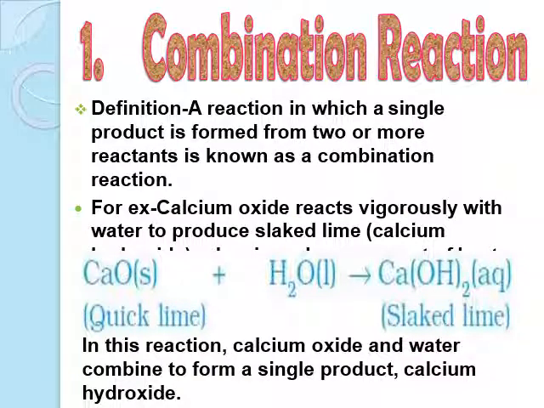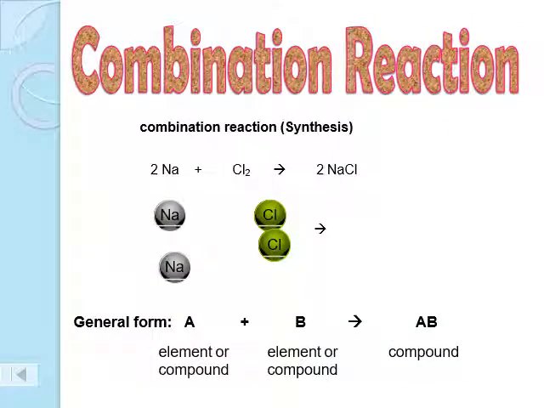First is the combination reaction. As the name suggests, a reaction in which a single product is formed from two or more reactants is known as a combination reaction. We can see from the example, calcium oxide, also known as quicklime, when reacted with water, forms slaked lime. Calcium oxide and water combine to form a single compound, calcium hydroxide, or slaked lime. Another example: sodium combined with chlorine molecule to form sodium chloride. So A plus B gives AB.